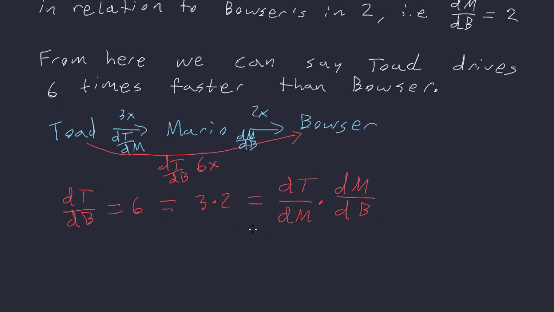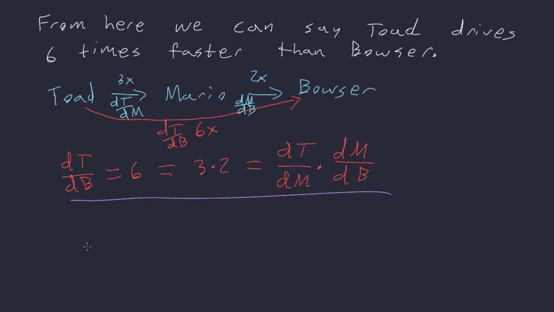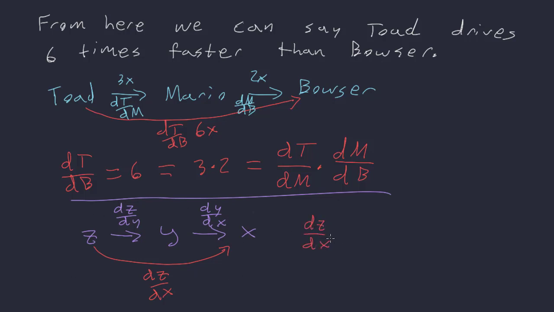Okay? And that is essentially how the chain rule works. This is a very goofy explanation of the chain rule. Okay? If z is related to y, which is then related to x, you can get from z to x either by doing dz by dy, then dy by dx, or trying to go straight there would be dz by dx.